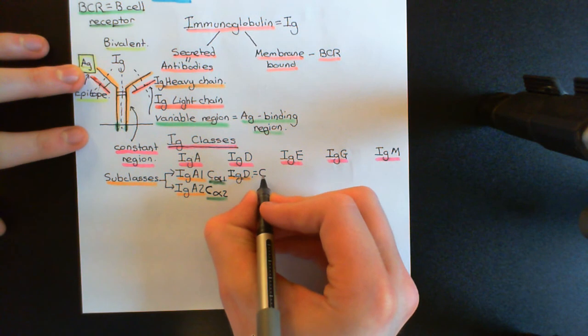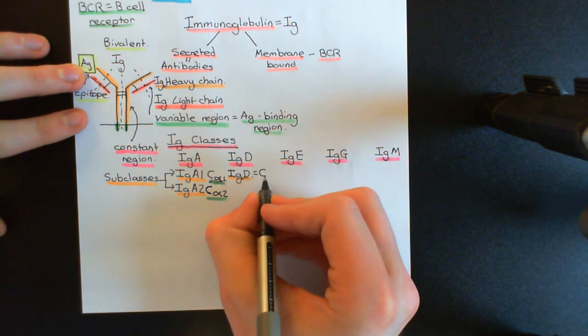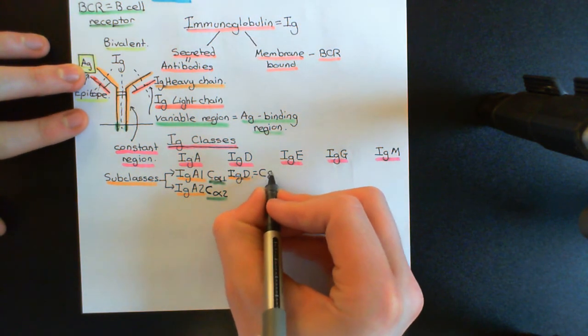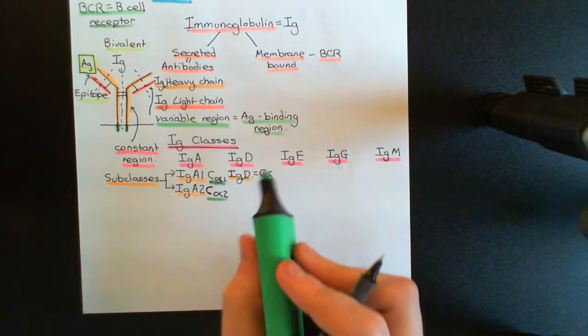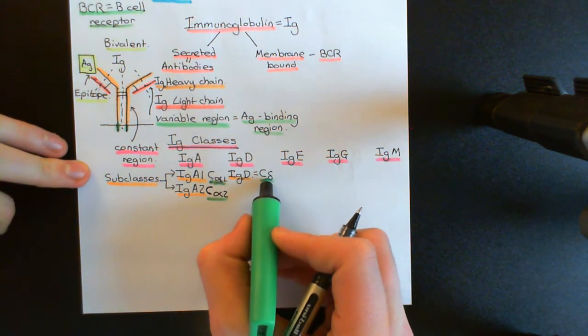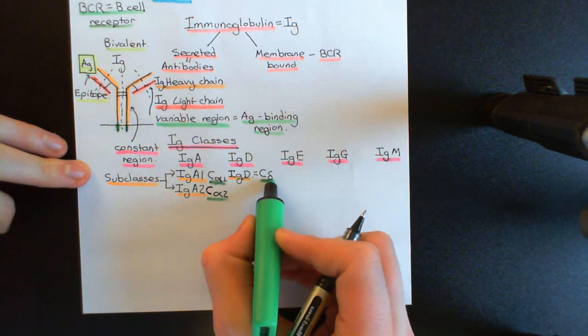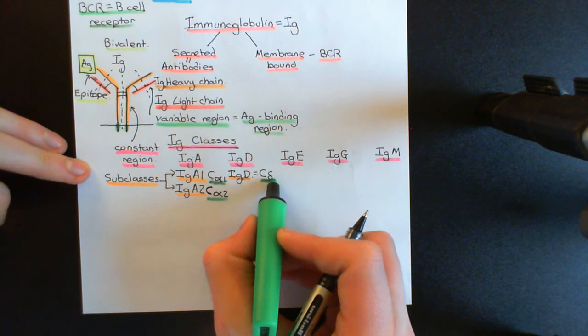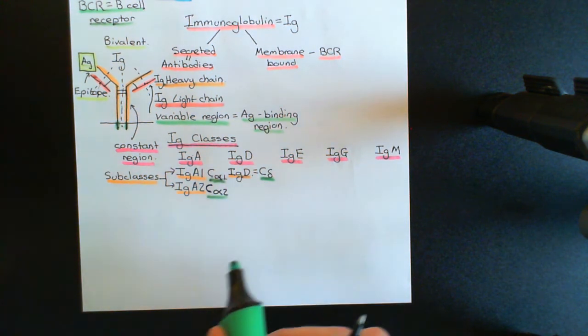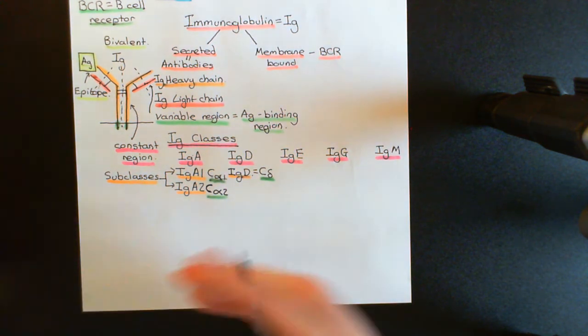And the principle is exactly the same for IgD. There is a constant portion for the immunoglobulin heavy chain known as the C delta portion. Okay, so if you use two immunoglobulin heavy chains that have as their constant region the C delta region, then we end up with an immunoglobulin molecule known as an IgD molecule.